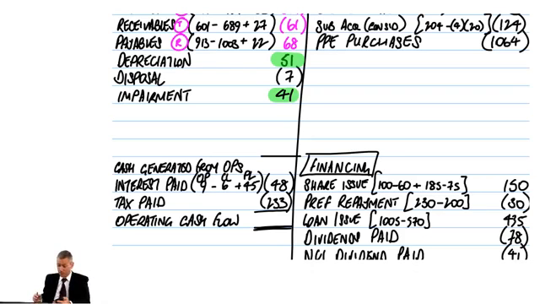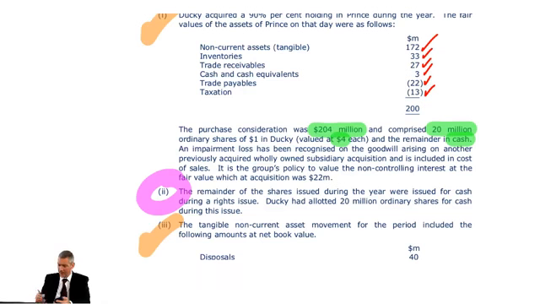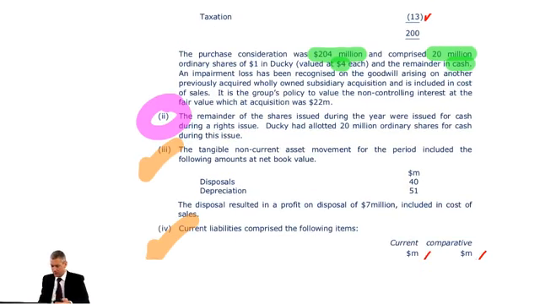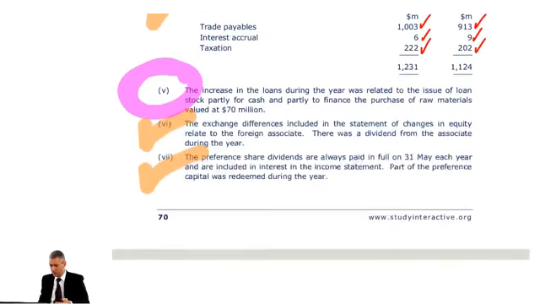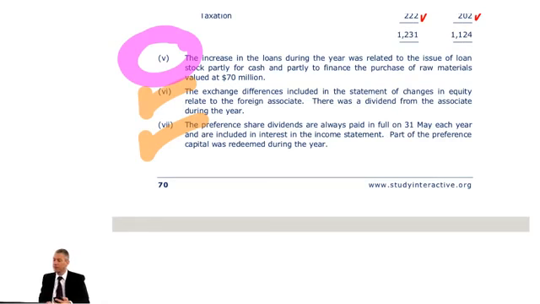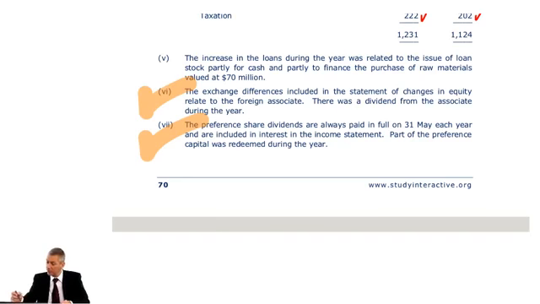We've got a couple of really tricky things right at the end, and there is always tricky stuff right at the end. In fact, I have highlighted, as you can see, the rather gruesome pink around paragraph 2, but it's actually paragraph 5 I'm going to start with, also in gruesome pink. So I'll just get rid of that horrible pink if I can. There we go. And I'll give it a positive tick in orange. Yep, there you go. The increase in the loans during the year was related to the issue of loan stock, partly for cash and partly to finance the purchase of raw materials valued at 70.